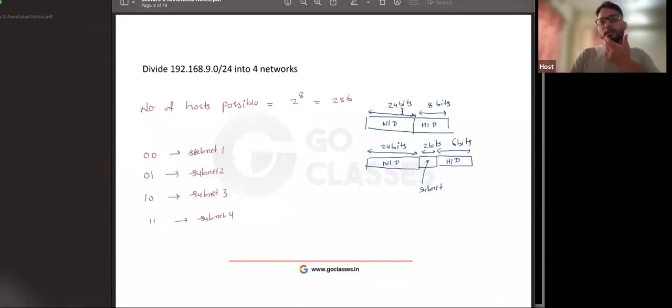You want how many networks? You want 4 networks. So I will borrow some number of bits from the host ID. If you want 4 networks, then how many bits will I borrow? I will borrow 2 bits, right? I will say that here it is 0 0. If these 2 bits are 0 0, it will represent my subnet 1. It will represent subnet 2, like that, right?